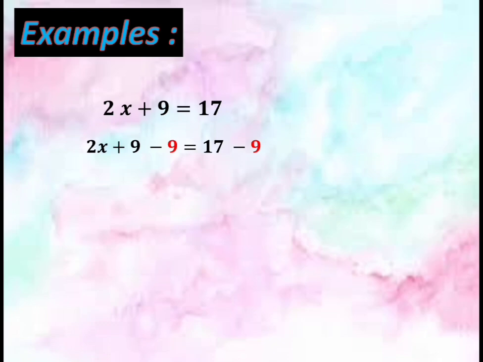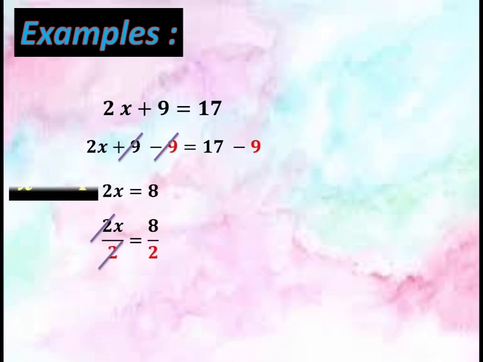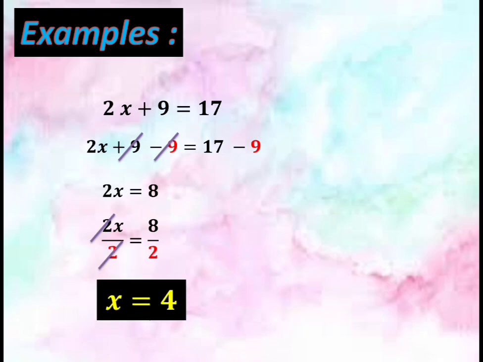First of all, 2x plus 9 minus 9, plus 9 and minus 9 cancel together, remain 2x. 17 minus 9 equals 8. So 2x equals 8. How can I get rid of the 2? By dividing. We said before 2x means 2 times x. So dividing by 2 on both sides will get rid of the 2 beside x, will remain x equals 8 divided by 2, which is 4.